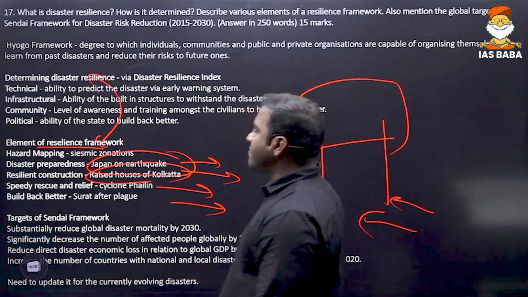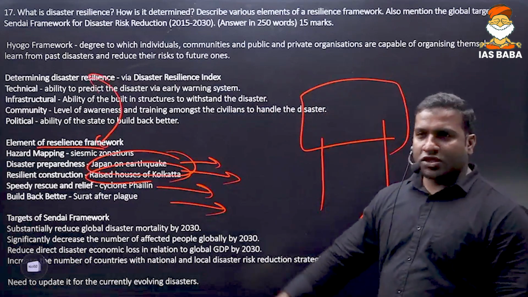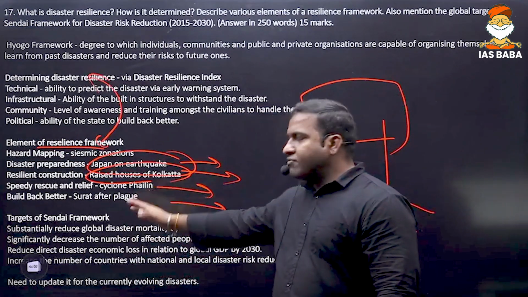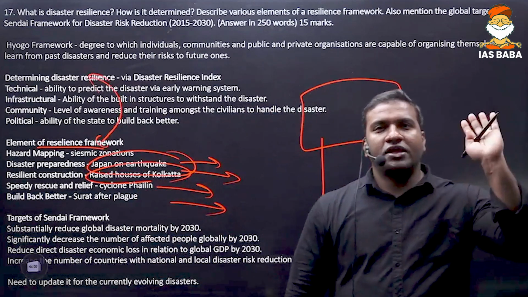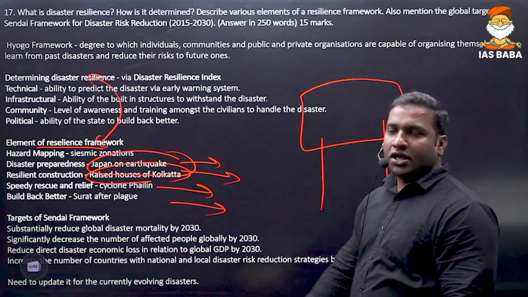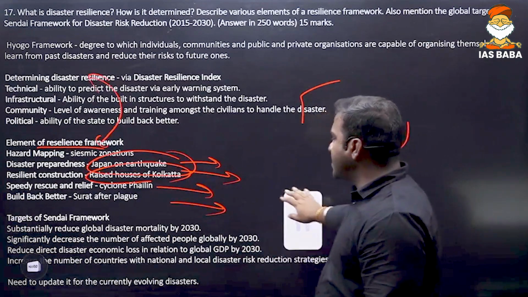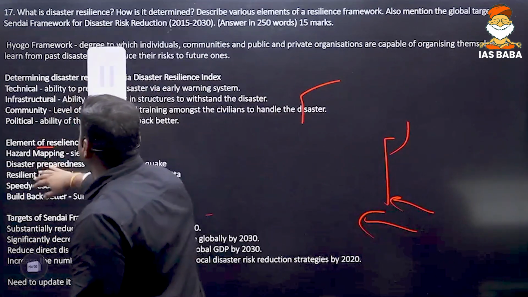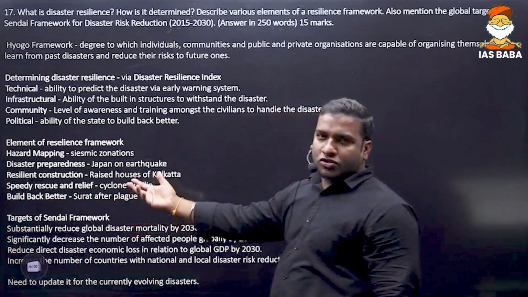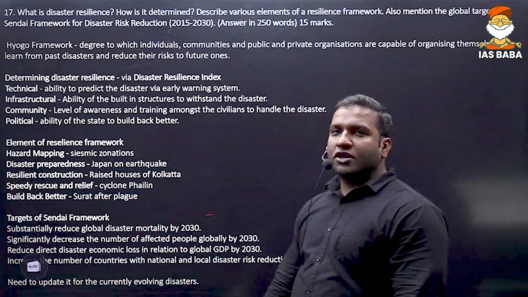Likewise, build back better. Friends, plague hit Surat during the 1900s, and the DM of Surat, at that time a Britisher, cleaned the whole city, and now it is one of the cleanest cities, and plague never appeared again there. Take down some of these examples in your notes. Also, you can add them so that it will help you.